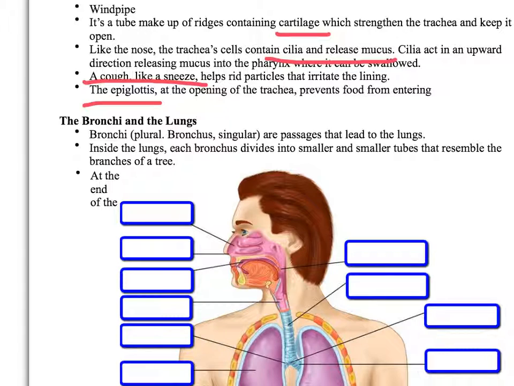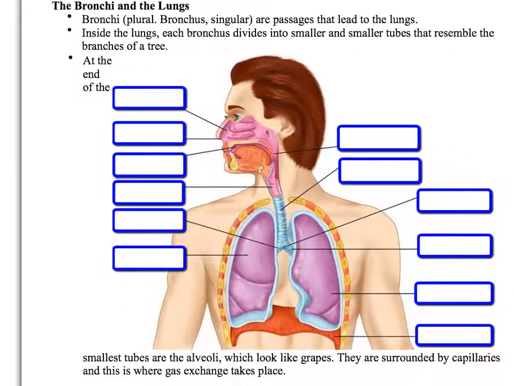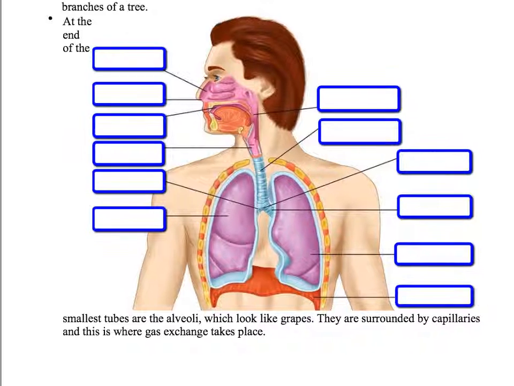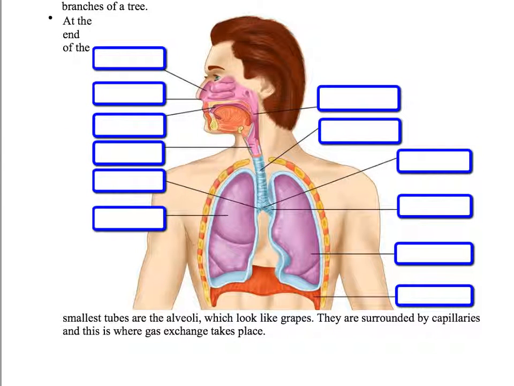The bronchi, or the bronchus, singular, are passages that lead to the lung. They're divisions of the trachea, and they actually divide into smaller and smaller tubes that look like a tree. If we look at our diagram, the trachea here will divide into the bronchus, or bronchi, and then they'll divide further, and we'll look at that in another diagram, until they become alveoli, which are like grapes. And that's where oxygen exchange or gas exchange takes place. And we'll talk about that in a little bit.